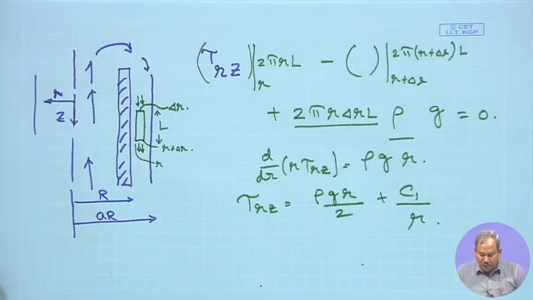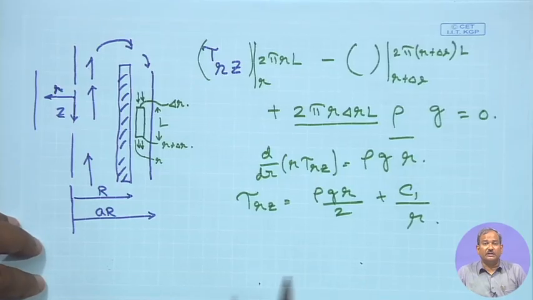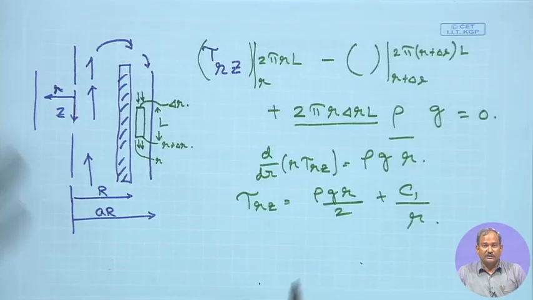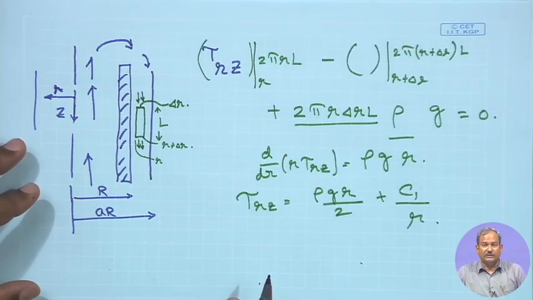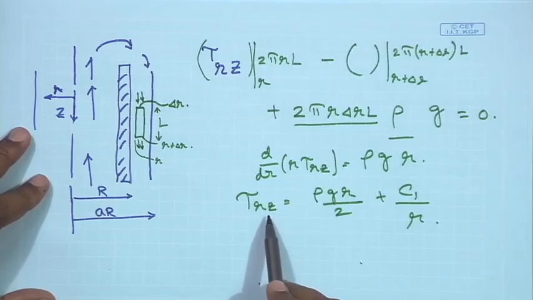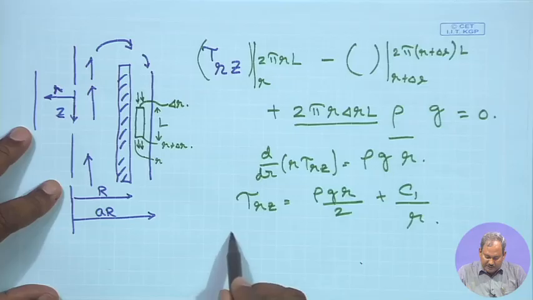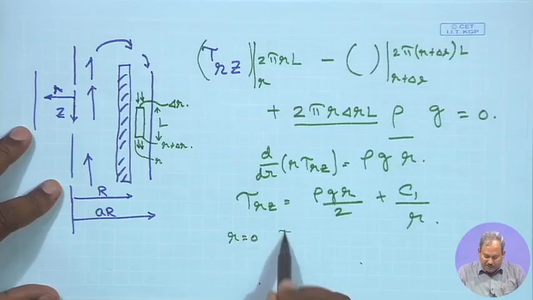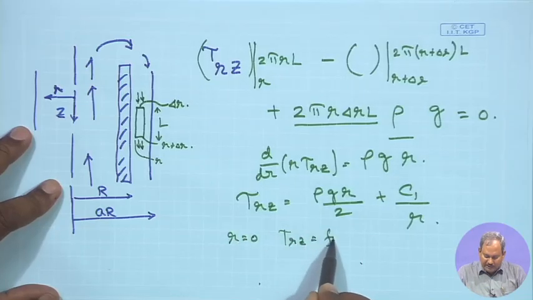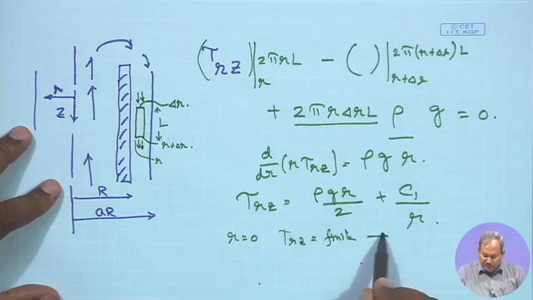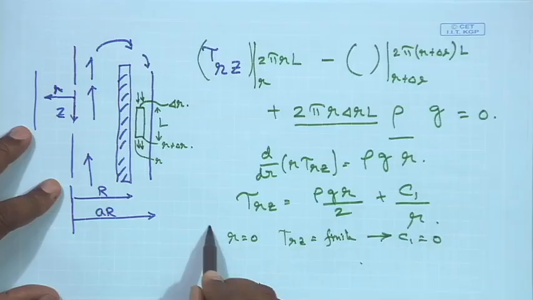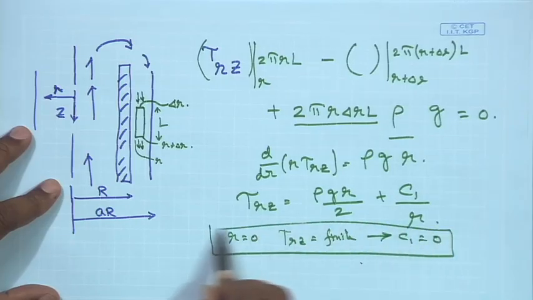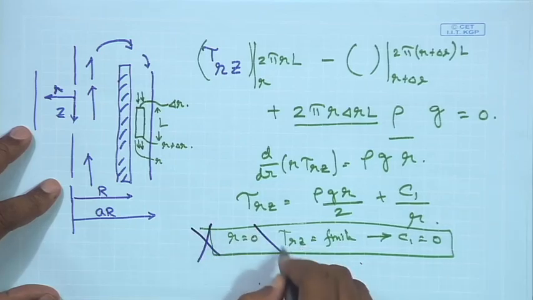What are the boundary conditions? What is the boundary condition to be used here? Can we say something about the boundary condition? Like if you look at this expression, you would be tempted to use the condition that at r equals 0, tau r z has to be finite and therefore C1 is equal to 0. This is the first thing that may come to your mind, but this is wrong.